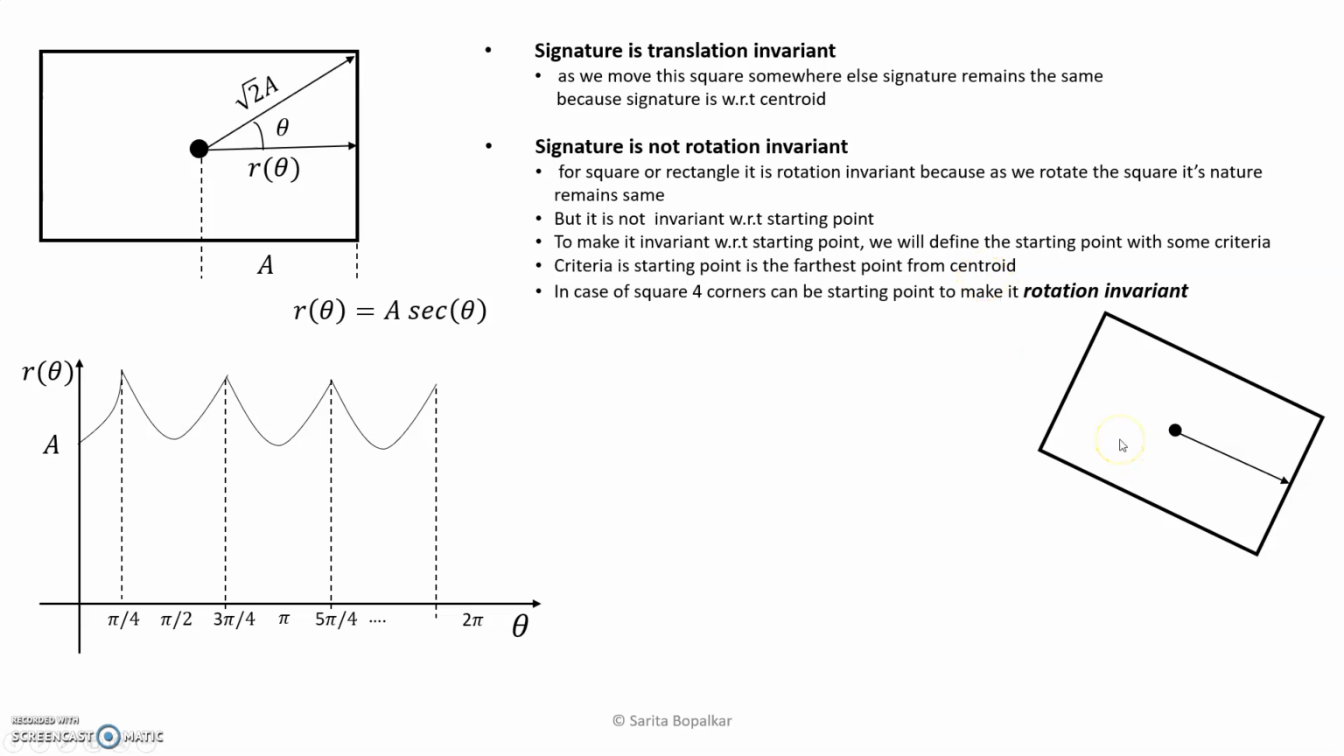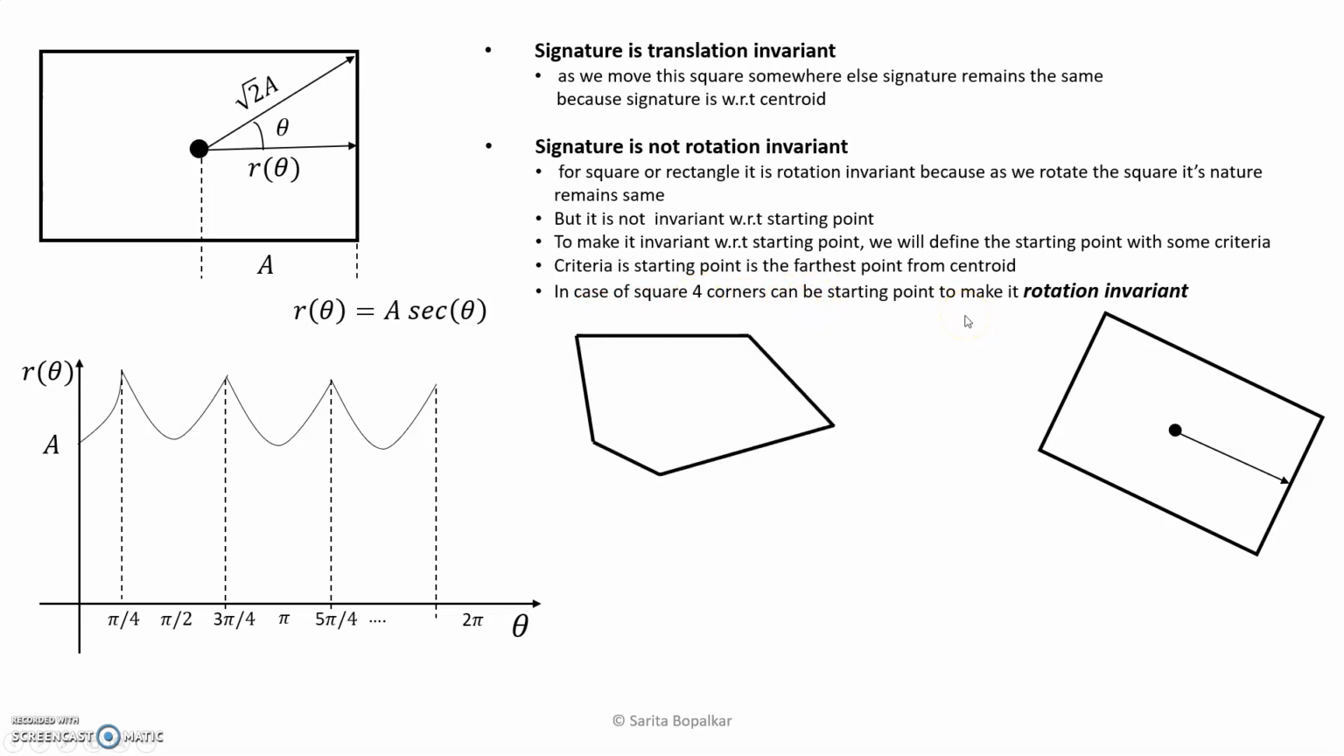So in the case of this square, even though I rotate it, if I apply this criterion, what will be my starting point? Any one of these four corners, which are at the longest distance from this centroid. So if I select any corner as my start point, the nature of the signature will remain the same even though I rotate the object in any direction. So in the case of a square, four corners can be the starting point.